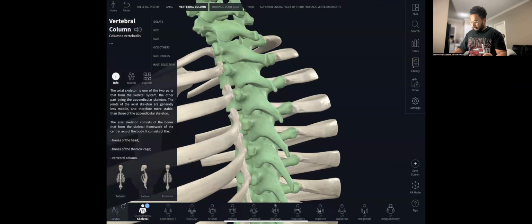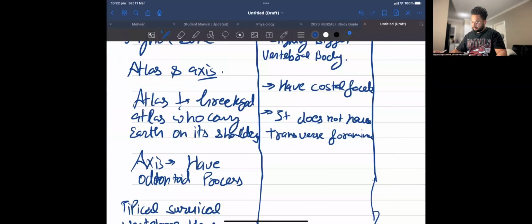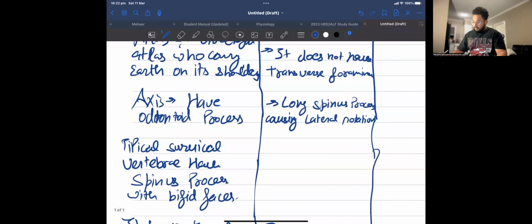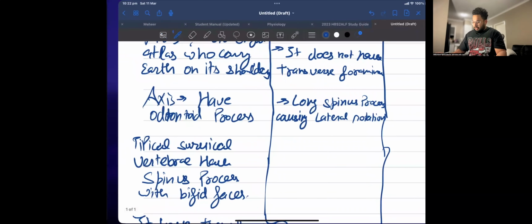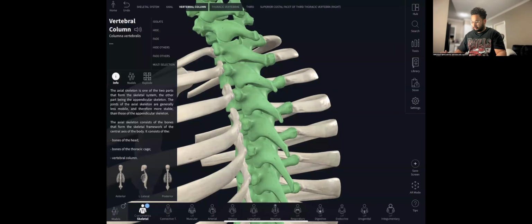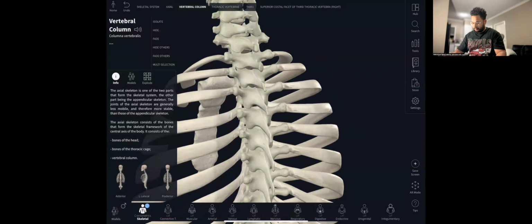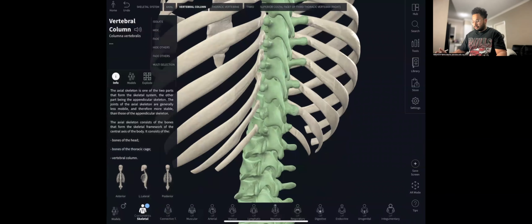Okay, we can write it down here. Long spinous process causing lateral rotation. Anything else? Any other thing you can notice here? This pretty much, yeah, we have actually covered everything. All good. As we all know, it is 12 in number.